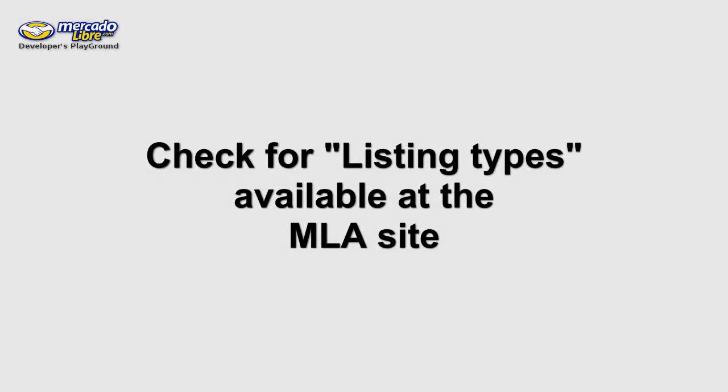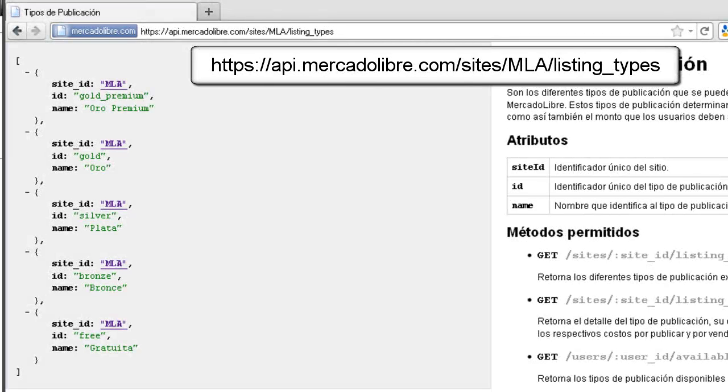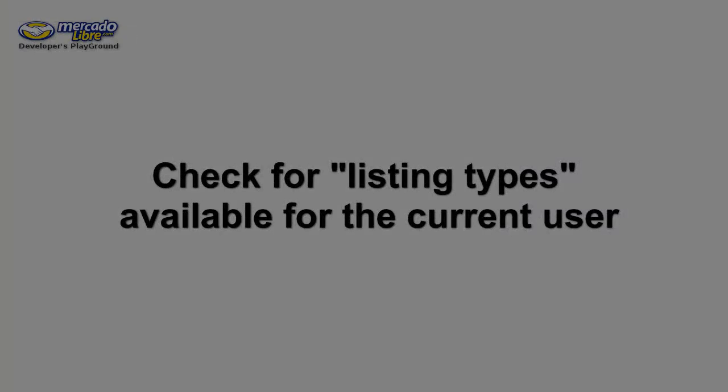An item must be associated with a listing type. This will define its effective period and its level of exposure. The types of listing depend on the site in which we wish to list the item. There are 5 types of listings for the MLA site: Gold Premium, Gold, Silver, Bronze, and Free. The data we need is the ID of the listing type, in this case, Gold.